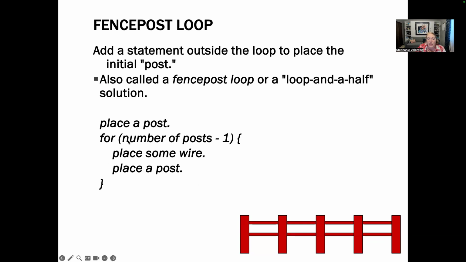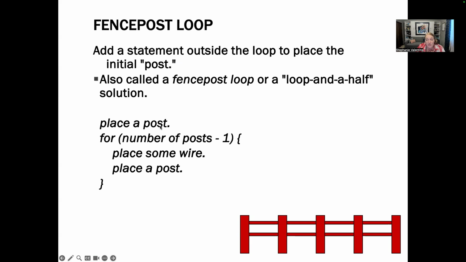Do I need to for loop again? Yes, more wire, another post, more wire, another post. And at the end, we will end with a post instead of some dangling wire. And you're always going to end up with something like this. That does mean that you have to have one of the posts on the outside.